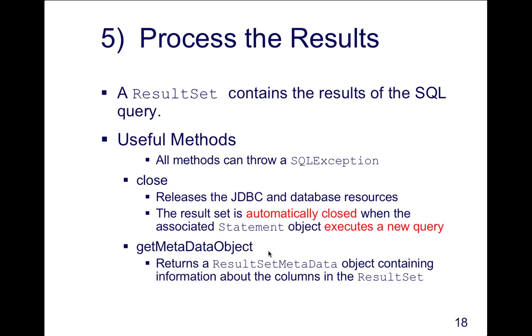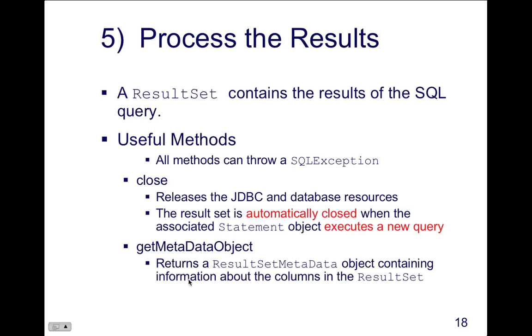Processing the results, step number 5: the result set contains the results of the SQL query. We have some useful methods that we can apply upon this object, and they all throw an SQL exception. So SQL exception is what we're really looking at in terms of the result set. We can close, which releases the JDBC and the database resources. The result set is automatically closed when the associated statement object executes a new query, which is interesting. You don't have to close and open and close and open.